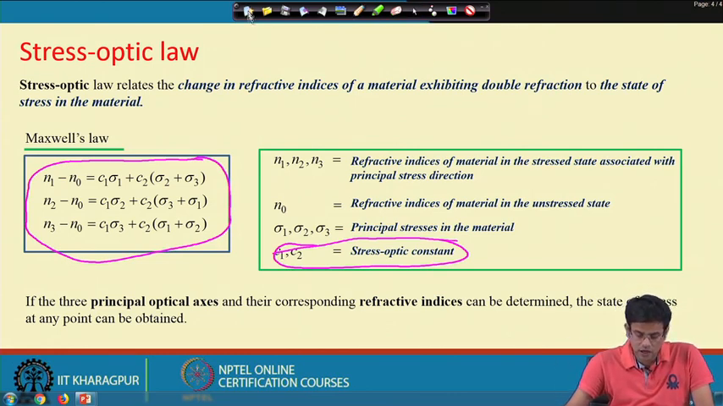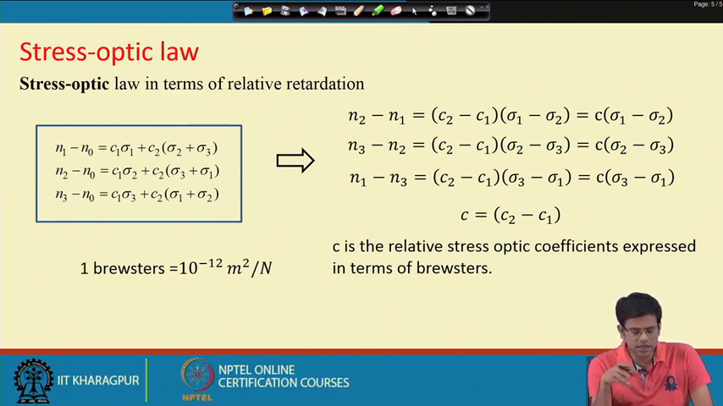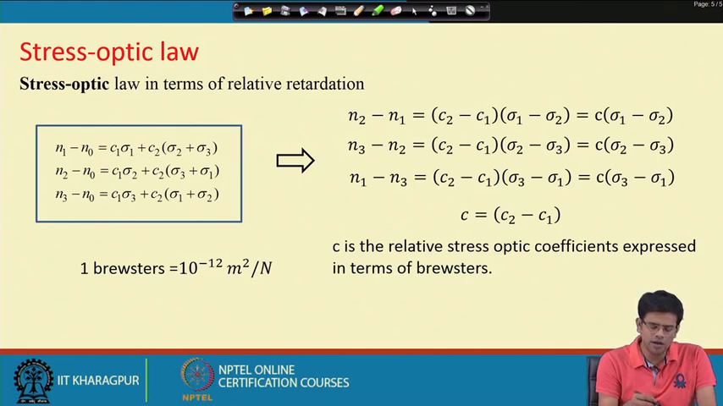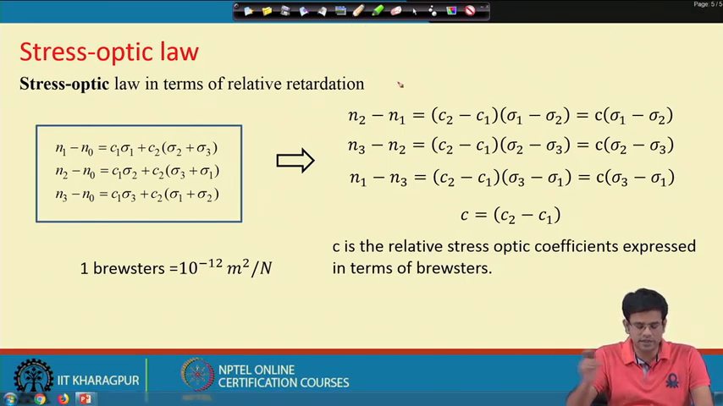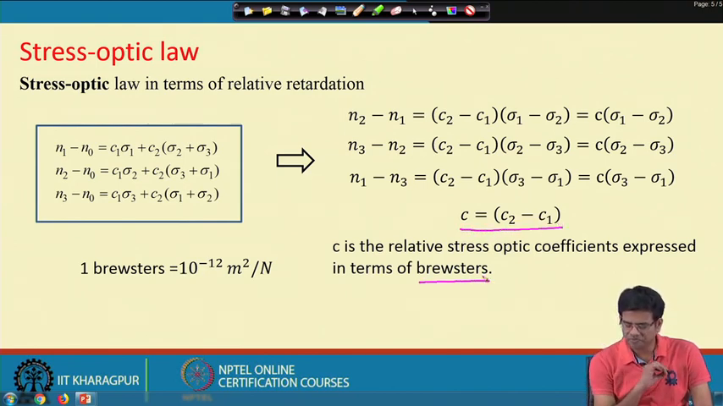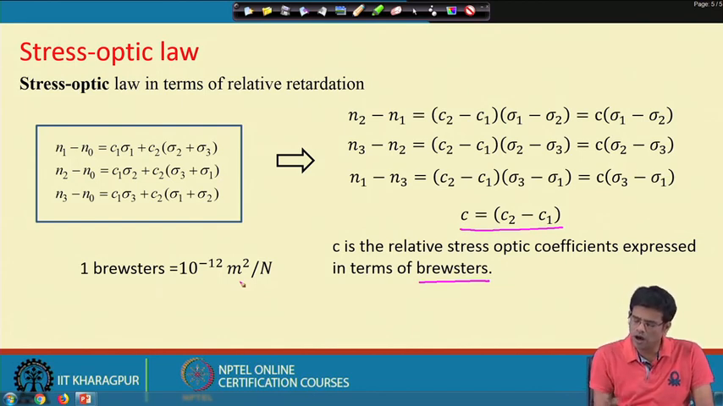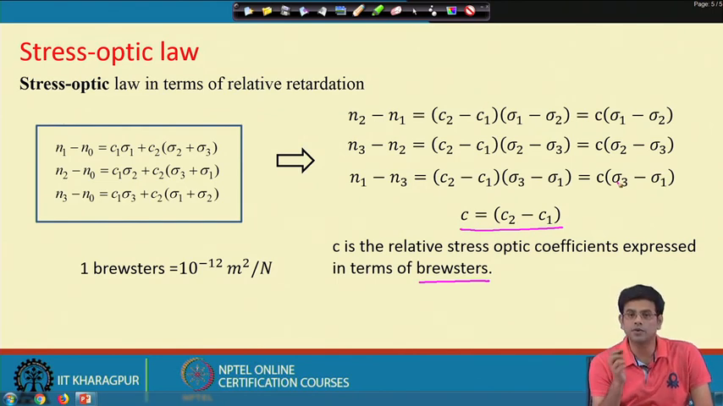With this law, we can modify the stress optic law in terms of retardations. If I represent the stress optics law in terms of n1, n2 and n3, that is, we try to remove n0, the previous unstressed refractive index, then the law takes this form, and this C is known as the relative stress optics coefficient, which is C2 minus C1. It is expressed in Brewsters. The Brewster is the unit of stress optic coefficient; essentially it is 1 by stress, so it is meter square per Newton.